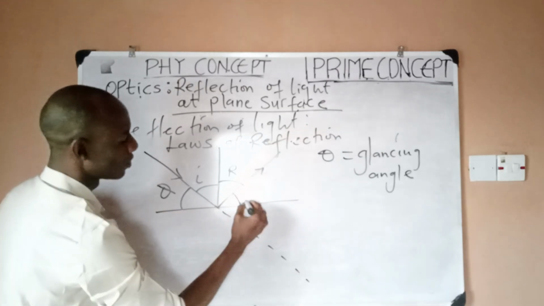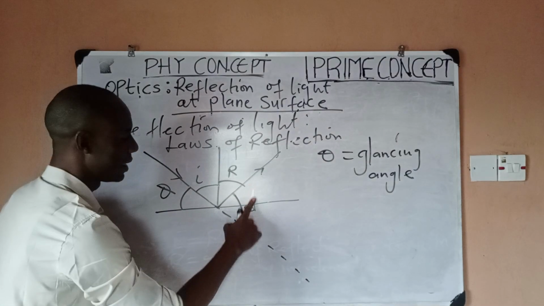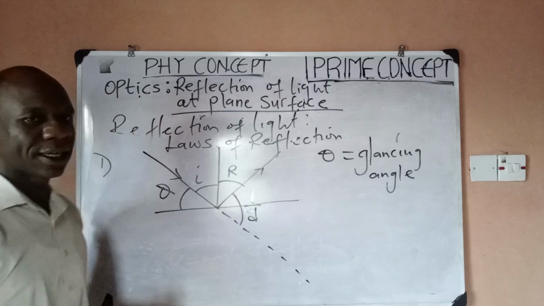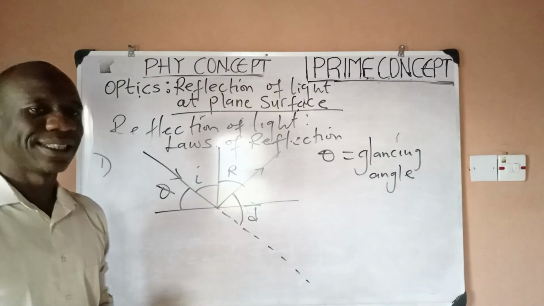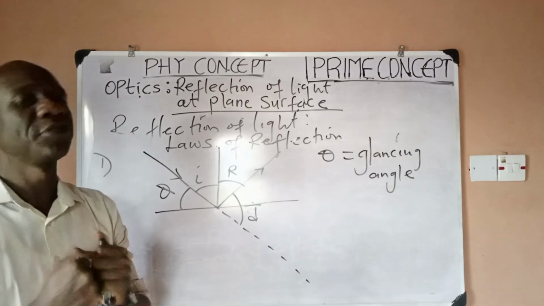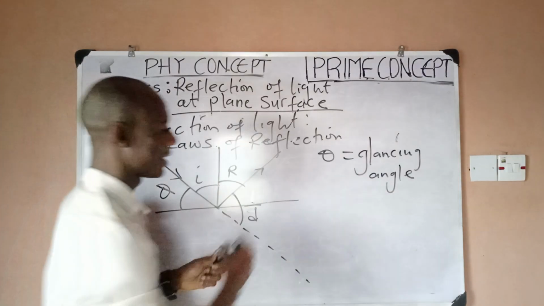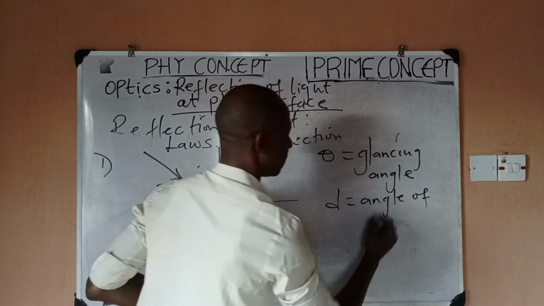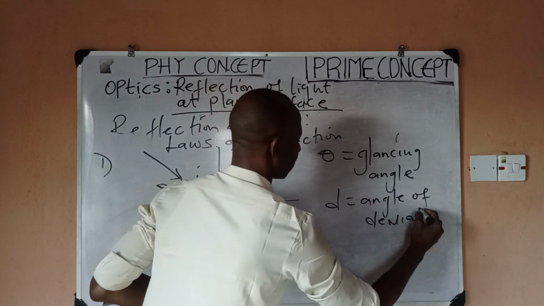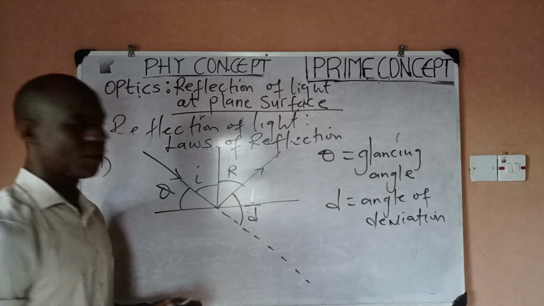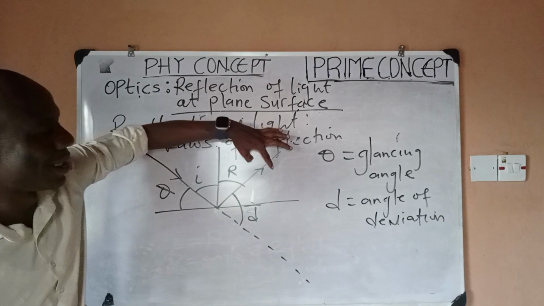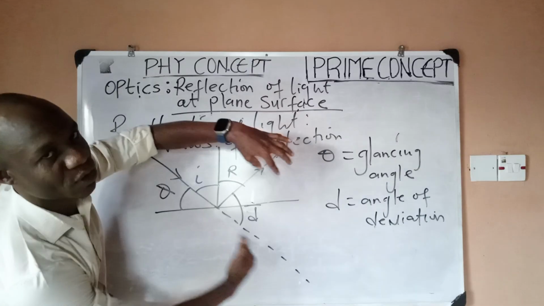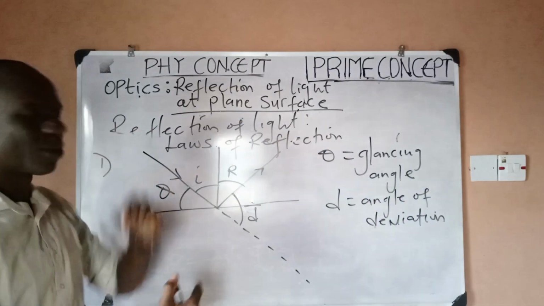So this angle is what we know as D. What does D represent? D is called the angle of deviation. So what is the angle of deviation? The angle between the reflected ray and the path light is supposed to travel through. That is the angle of deviation.